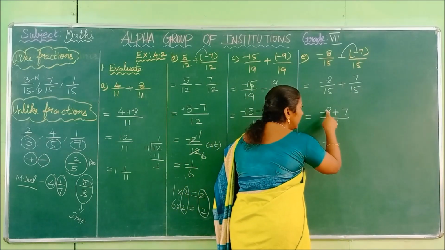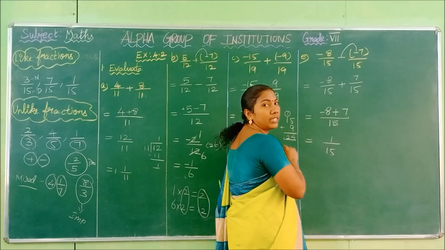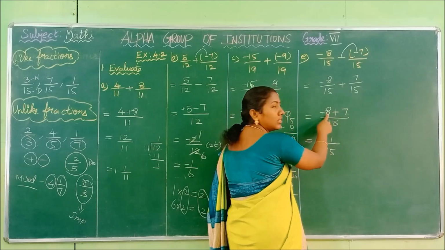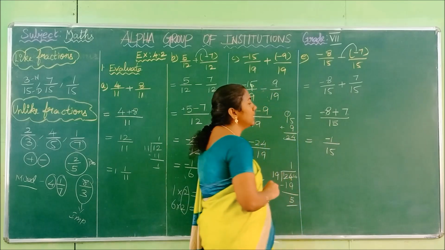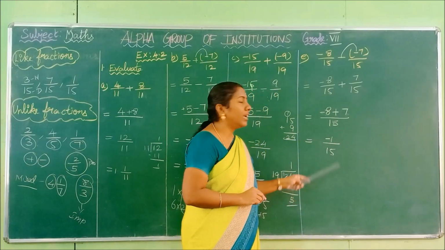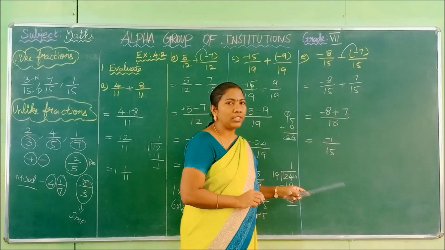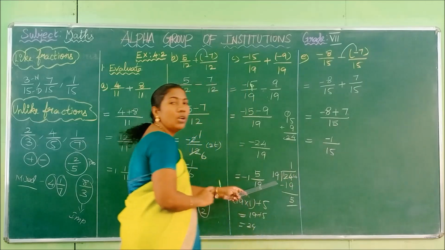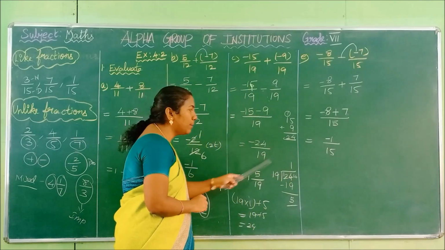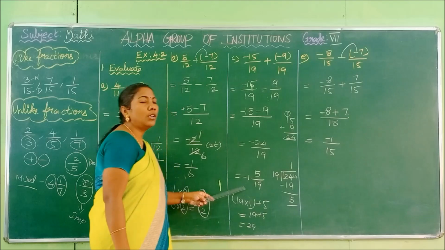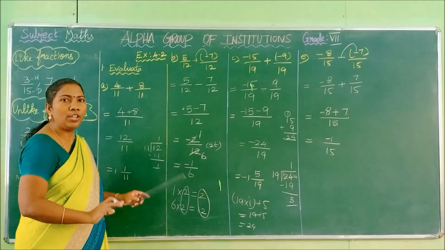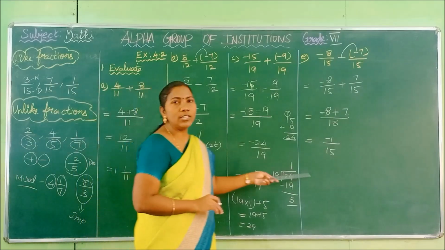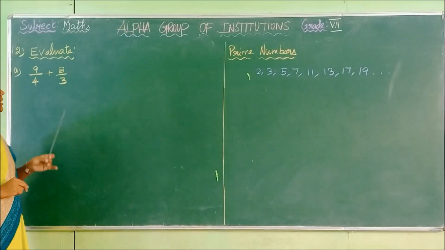This result gets the larger number's sign. Among these two numbers, which is the larger number? 8. What is the symbol for it? Minus. So our answer is minus 1 by 15. It is a proper fraction, so no need to convert into a mixed fraction. If it is improper, you have to convert into a mixed fraction. If it is proper, you have to leave it as it is. Do you understand, children?